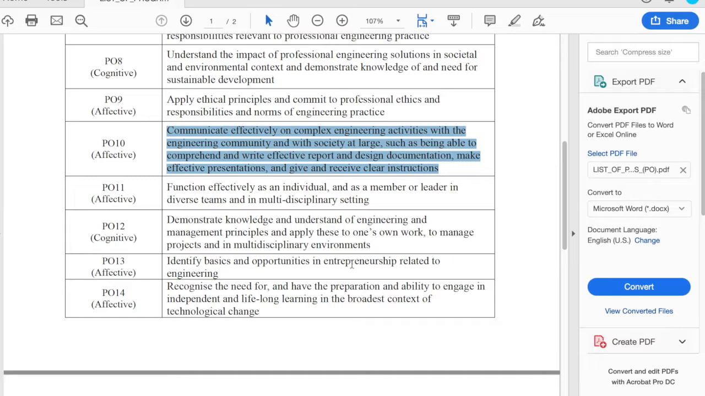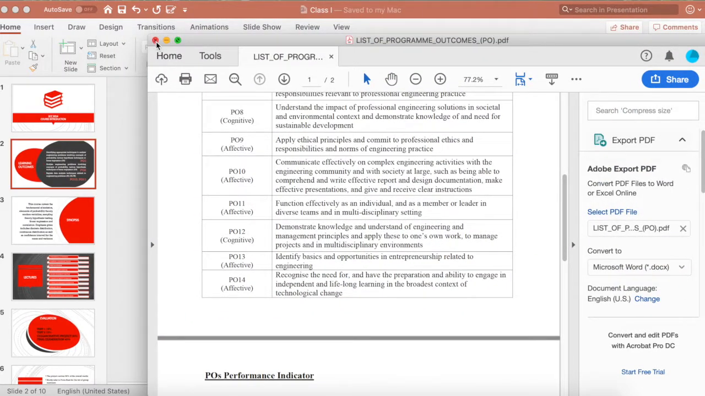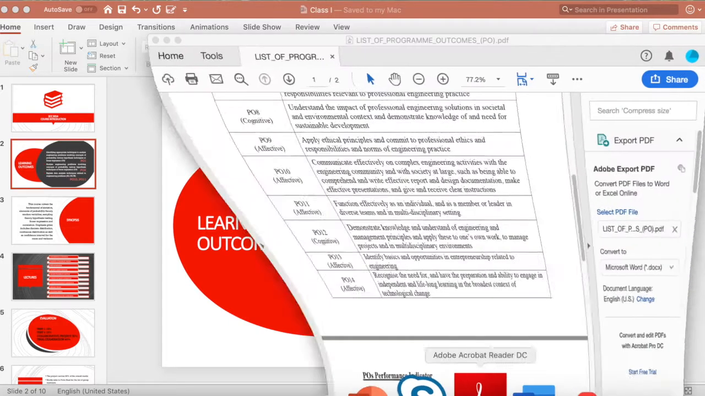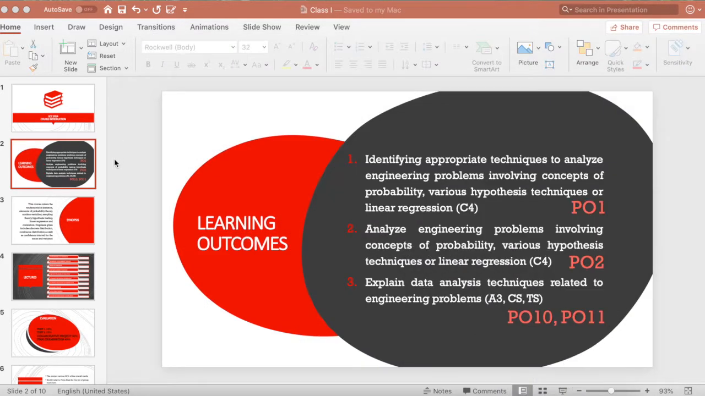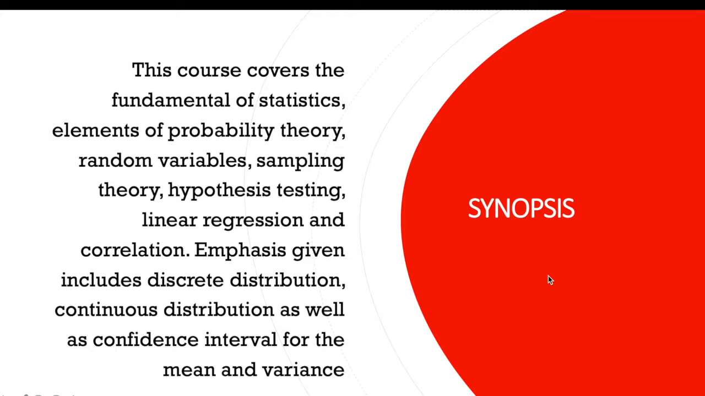And PO11 is to function effectively as an individual and as a member or leader in diverse teams and in a multidisciplinary setting. So basically PO10 and PO11 will be covered by the project, which will be explained later on. And please take note that PO10 is about being effective, which affects your personality. Okay, moving on to the next slide, which is the synopsis.